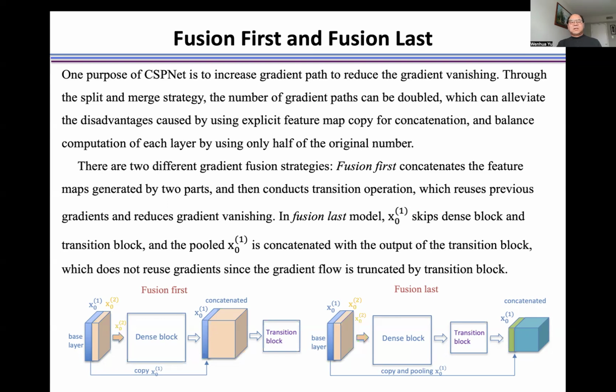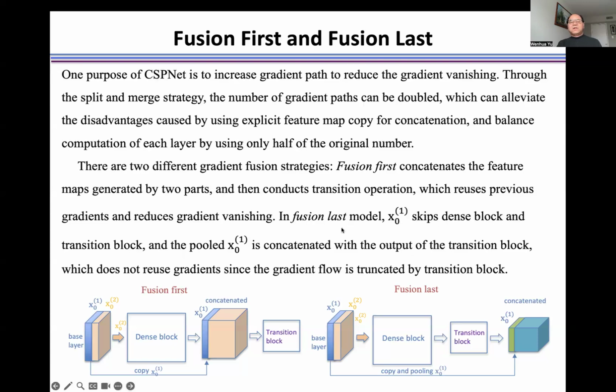There are two different gradient fusion strategies. Fusion first, as shown here, concatenates the feature maps generated by the two parts, and then conducts a transition operation, which reuses the previous gradient and reduces gradient vanishing.